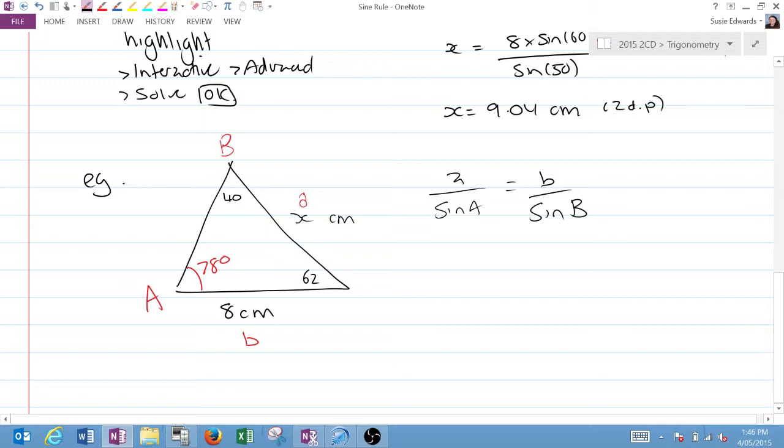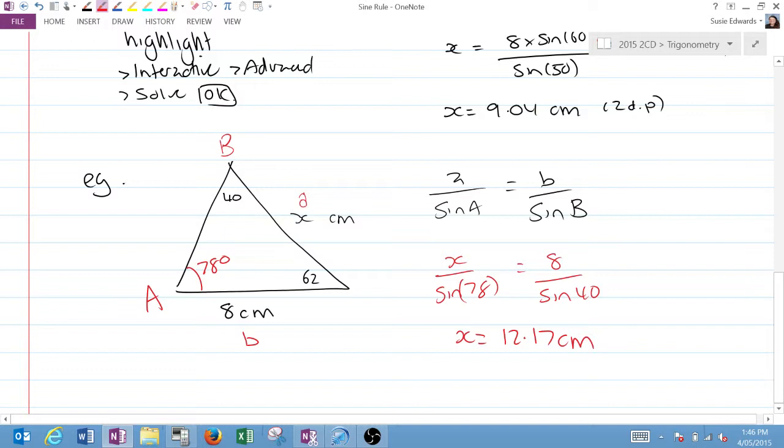All right, guys, quickly. We're just going to do one more example of this, then we're done with our notes. Okay, so tell me what we put into the first line. What over what? X over sine 78 equals 8 over sine 40. And then X equals? 1/7 centimetres.